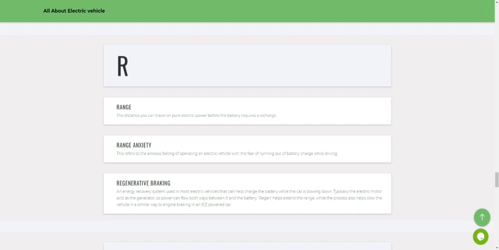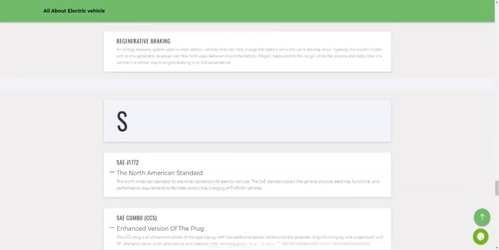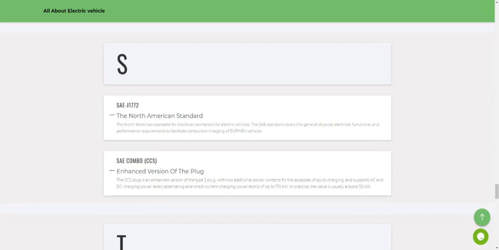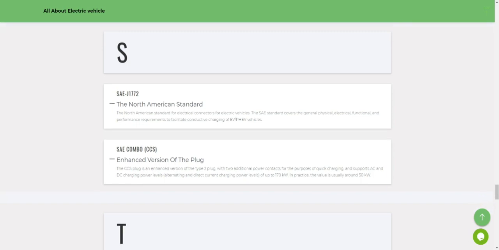And then there's regenerative braking. I've explained what it is. And then there's REEV, which means a range extended electric vehicle. It is an electric car that uses a petrol powered range extender to charge the battery when it's depleted. Okay, then from S, there's SAE J1772, the North American standard for electric connectors for electric vehicles. Then there's also SAE combo.